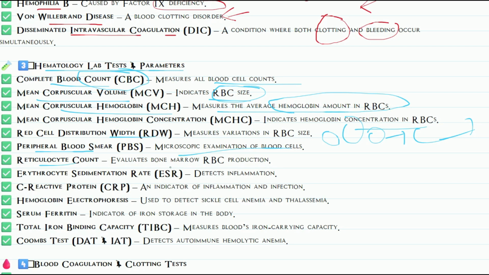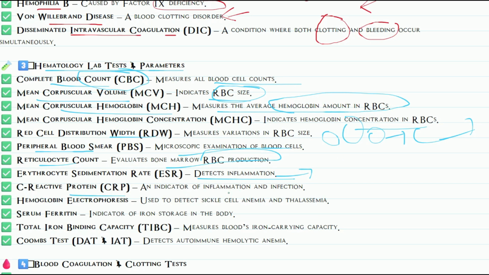Reticulocyte count: how much RBC production there is from the bone marrow. So it mainly evaluates the RBC production from the bone marrow. ESR detects inflammation, or in an indirect way we measure how much plasma is present in a particular amount of blood sample. In the case of PCV, we see how much RBC is present in the tube, a Wintrobe tube, right?